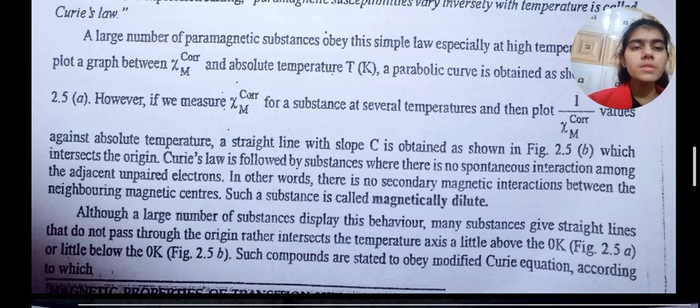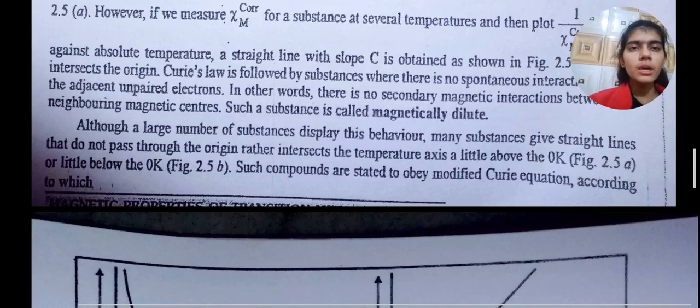Curie's law is followed by substances where there is no spontaneous interaction among the adjacent pairs of unpaired electrons. In other words, there are no secondary magnetic interactions between the neighboring magnetic centers. Such a substance is called magnetically dilute. Although a large number of substances display this behavior, many substances give straight lines that do not pass through the origin, rather intersecting the temperature axis a little above 0 Kelvin or a little below 0 Kelvin.